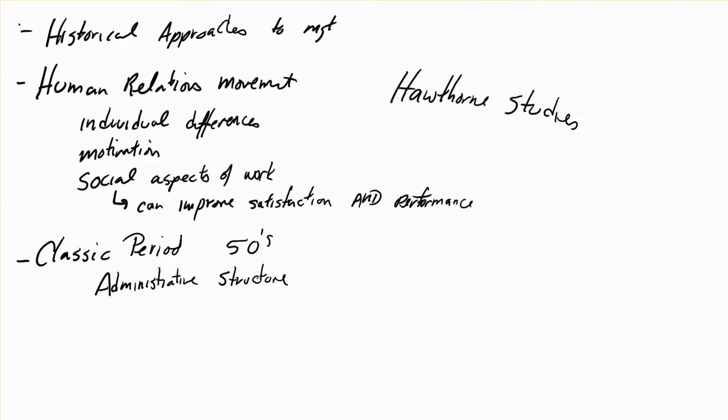We can also see things like how you would empower people at lower levels in an organization's hierarchy to make decisions without having to appeal to supervisors. These were all things that fell under this classic period when we're thinking about administrative structure.